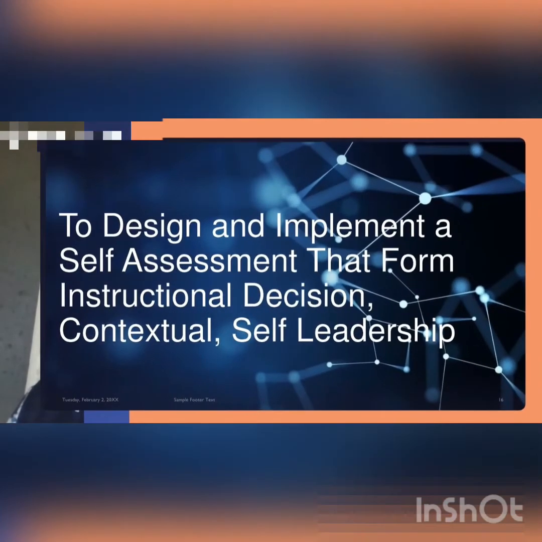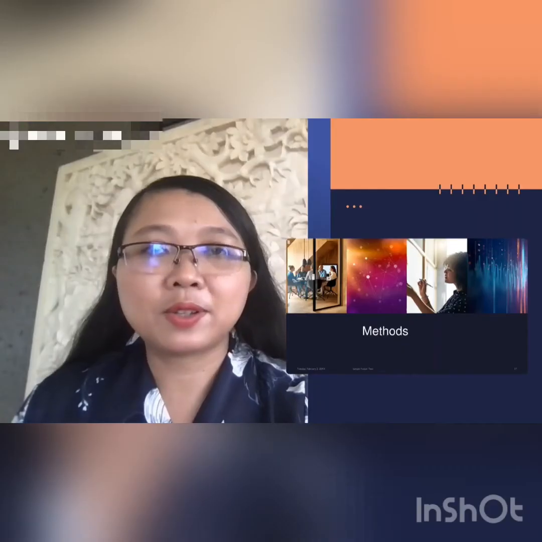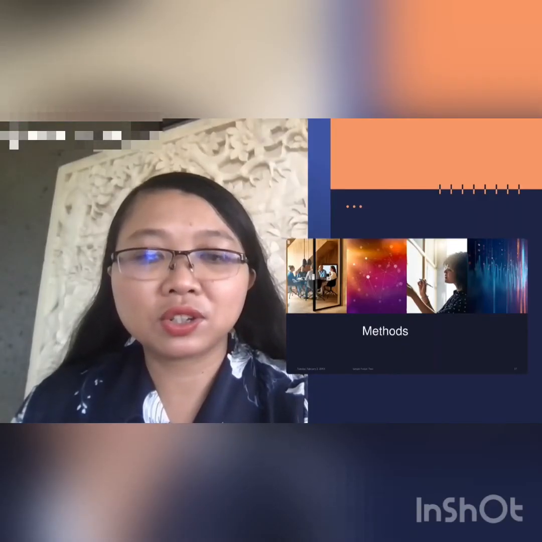And the last one is Danda, which means being fair to the mistakes the students make, meaning that the teacher can provide a meaningful assessment in reading, recognizing the needs, especially to grow self-leadership in Balinese culture. So this is the aim of this research: to design and implement a self-assessment that informs instructional decisions, contextual and self-leadership. Now let's talk about the method in this research.